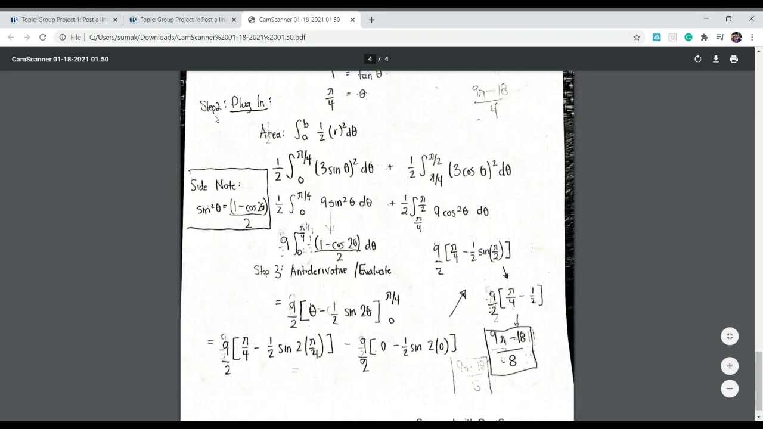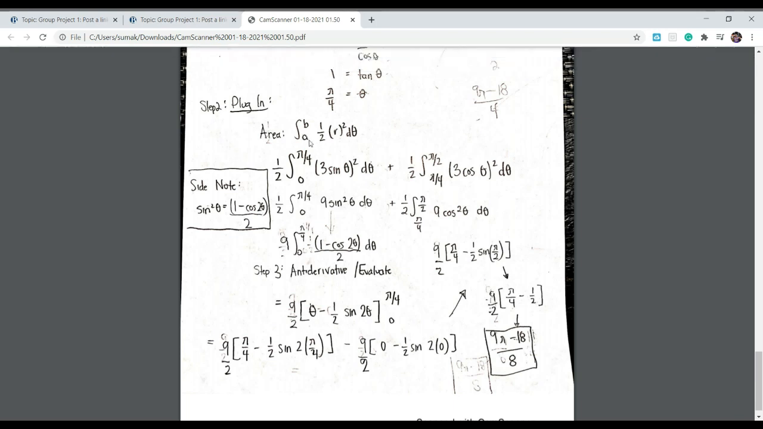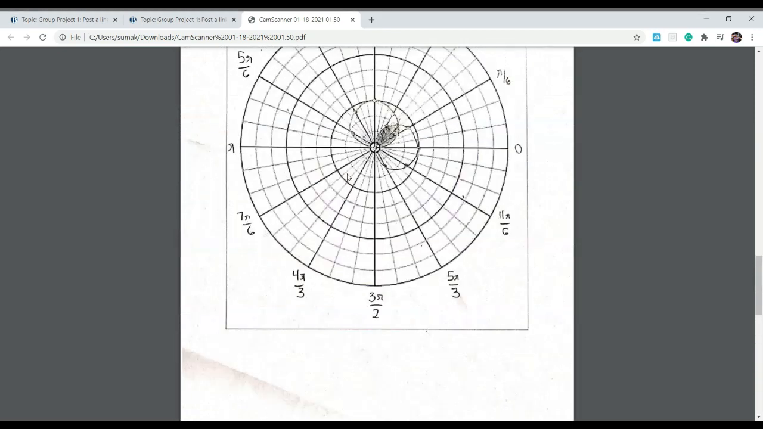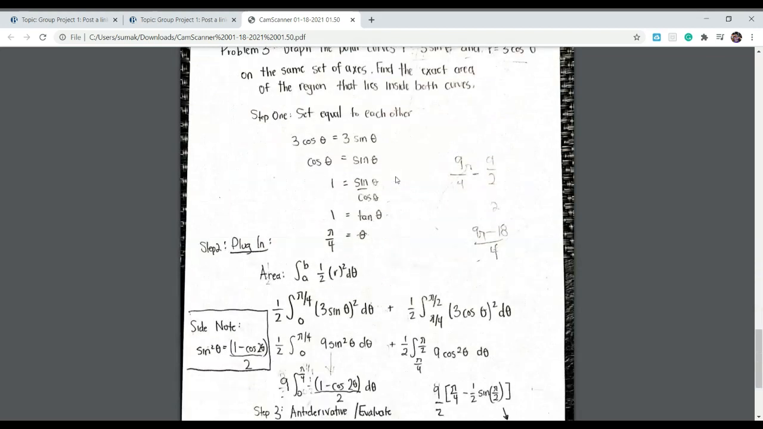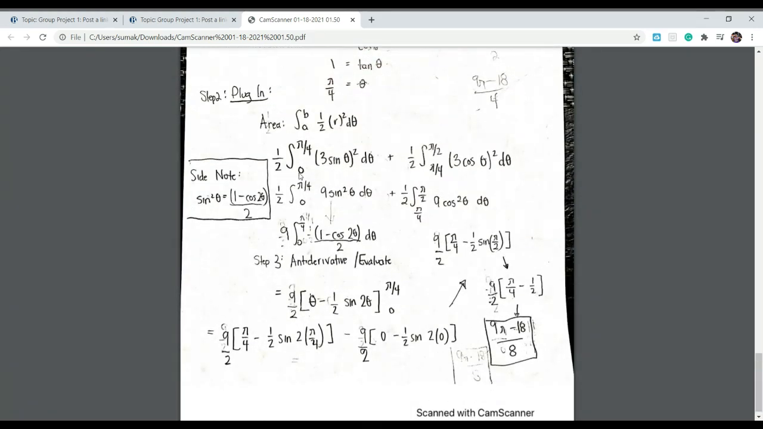Now, step 2 we're going to do is plug this into the equation we used for problem 1. So it's a to b of 1/2 r squared d theta. We have two equations, and we need to find the area between these two curves. We got pi over 4 for one of the limits of integration. For the 3 sine theta, we can see that it goes from 0 to pi over 4. So if we scroll back down, the limits are 0 to pi over 4, and it's 1/2 times r, which is 3 sine theta squared d theta.